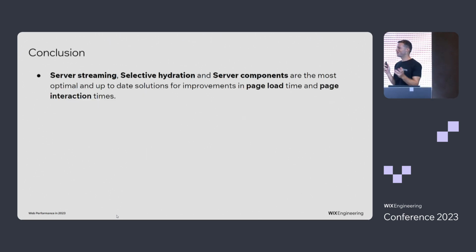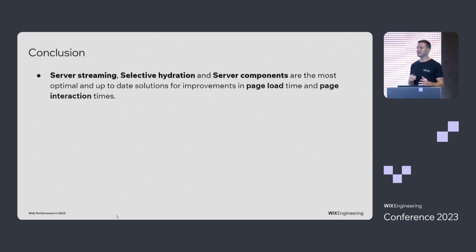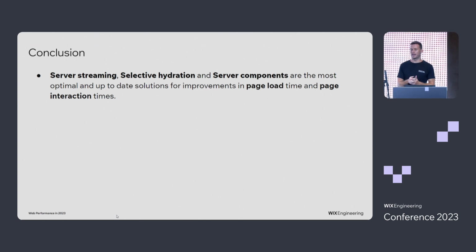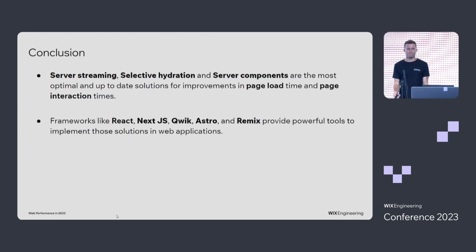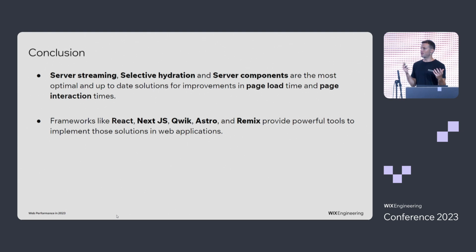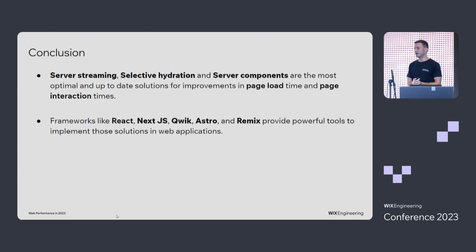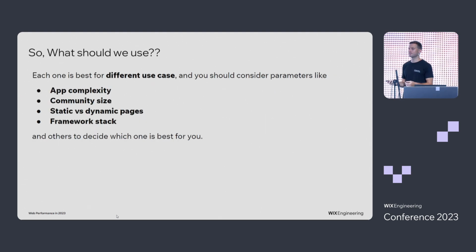So to conclude everything we talked about, server-side streaming, selective hydration, and server components are all very powerful tools to solve the big problems we have right now in web development, to improve page load and page interaction. And we talked about all the frameworks, React, Next, Qwik, Astro, and Remix, which all provide really powerful tools to implement the solutions.